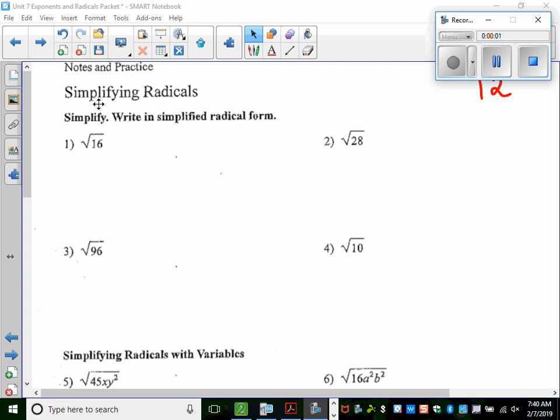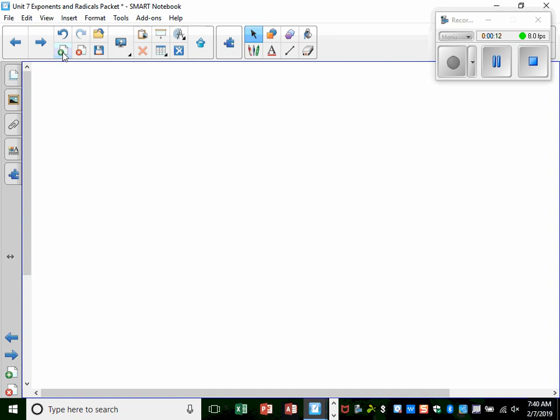It says simplifying radicals, and I'm sure you guys already know how to take a square root of a number when it's a perfect square. Okay, so we're used to that. So I want to give you a little bit of background knowledge first before we move forward.